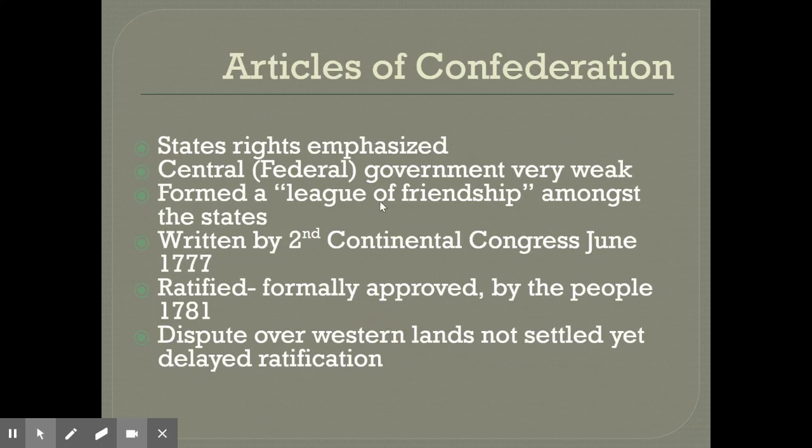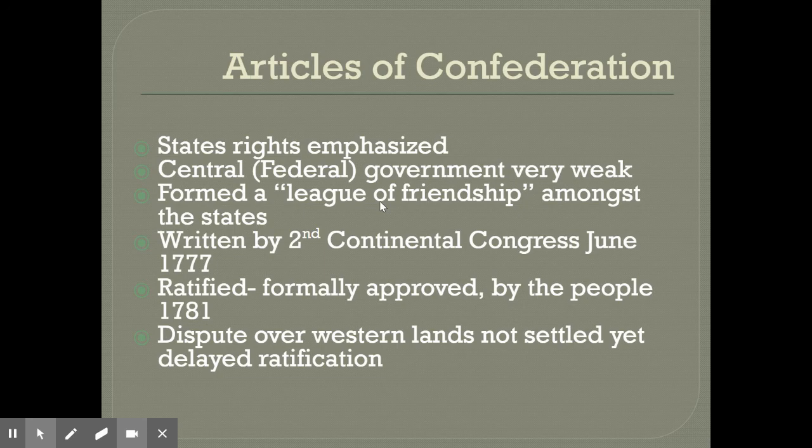So, the Articles of Confederation. States' rights were very emphasized in the Articles of Confederation. What we were worried about was that if we set up a government giving too much power to the national government, then we'd be setting up something just like what we had in Great Britain. So they basically set up the opposite system, where states' rights were emphasized a lot, but the national government didn't have a lot of power.